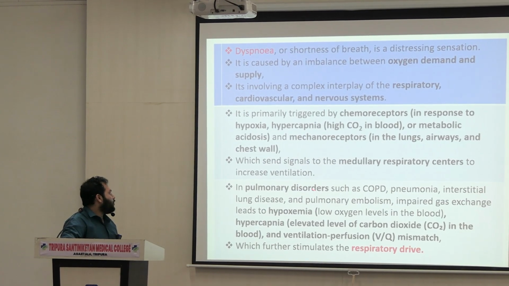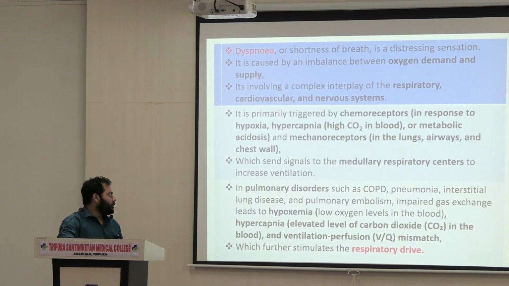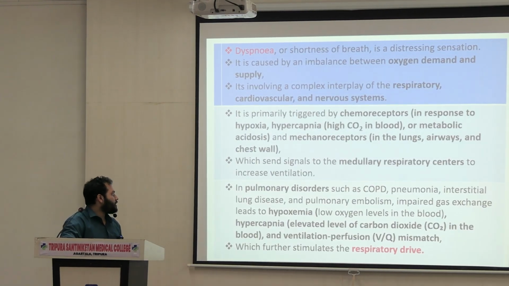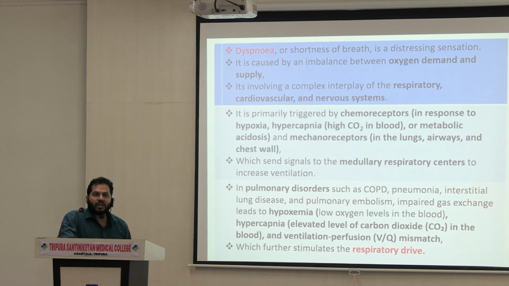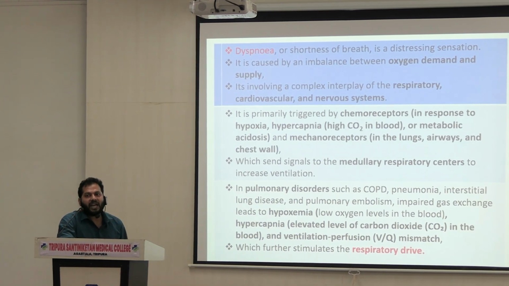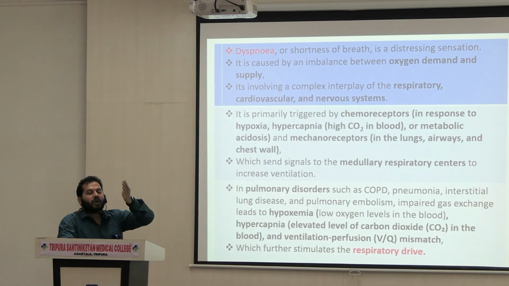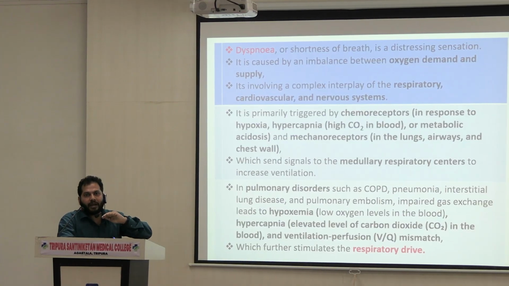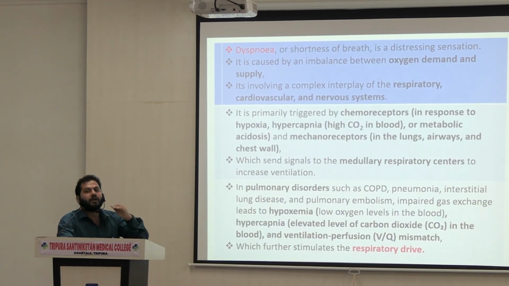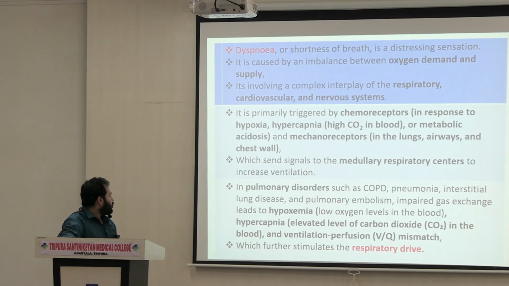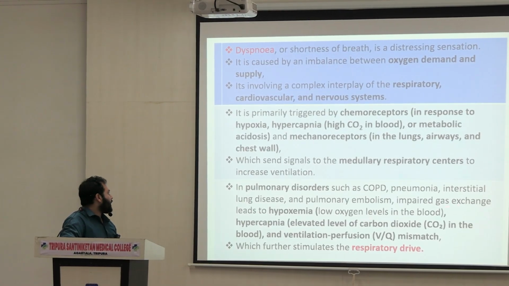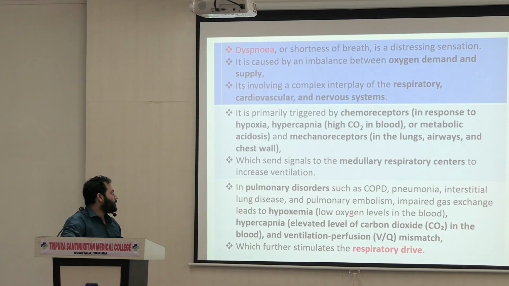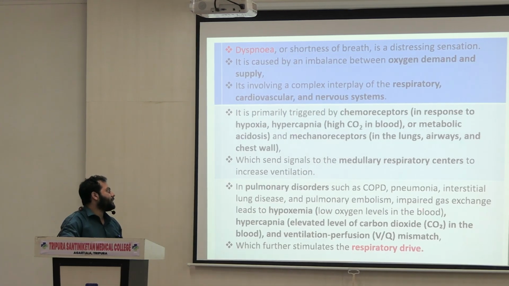Now, in pulmonary disorders like COPD, pneumonia, interstitial lung disease, and pulmonary embolism, there is impaired gas exchange. If there is impaired gas exchange, it means there is no proper exchange of both oxygen and carbon dioxide between the lung alveoli and blood capillary, as well as between the blood capillary and tissue, right? So here, due to impaired gas exchange, it leads to hypoxemia, right? So what is the feature of hypoxemia? Here it is low oxygen levels in the blood.